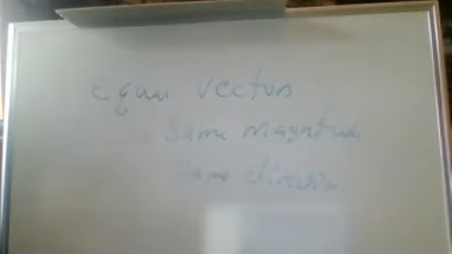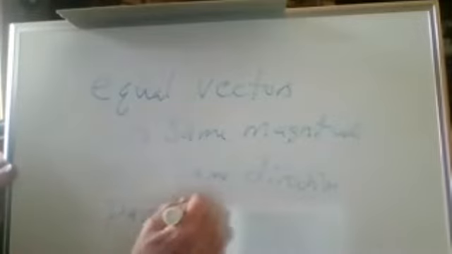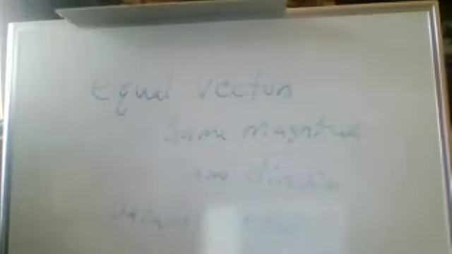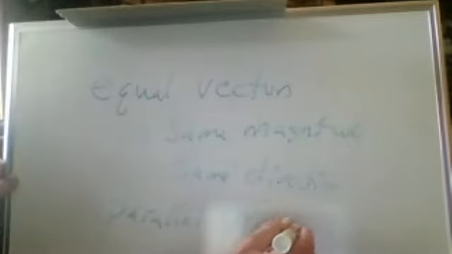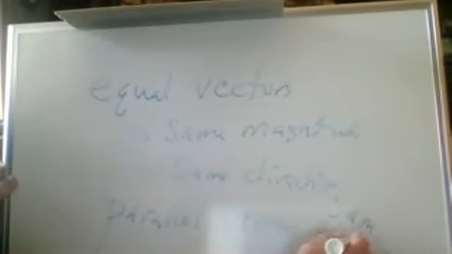This is where it gets a little confusing, okay? Parallel vectors would then be vectors that are going in the same direction. In other words, they have the same slope. Parallel vectors, same direction, that would be same slope. Slope is direction, right? Okay.